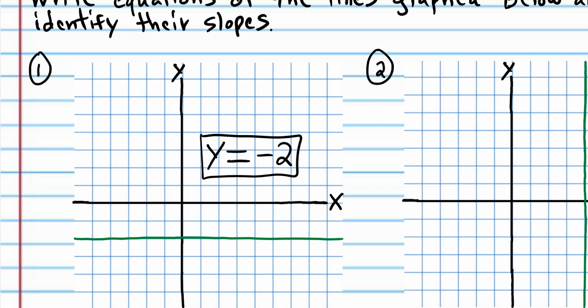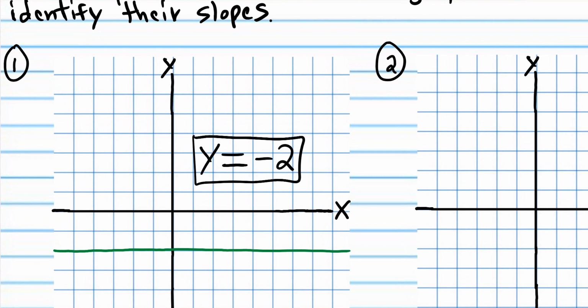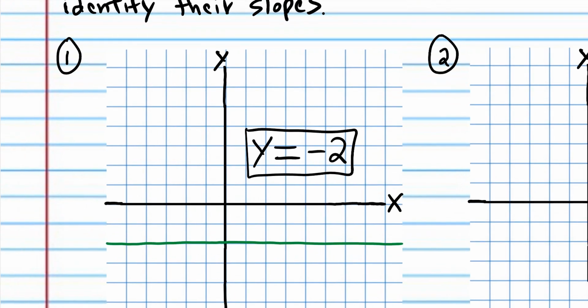So because the y value never changes, and it doesn't really matter what the x values are, the x values can be anything. This line goes to infinity to the left and to the right. So because the x values can be anything and the y values are always -2, we just say that the equation of the line is y equals -2, because y is always -2. Now let's write the slope.